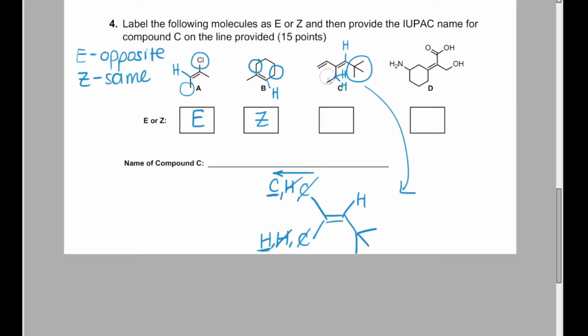So in this case, the higher priority group would be this top part with the double bond. So because the double bond in question is this one, and these two high priority groups are diagonal from each other, in opposite sides, this would be an E configuration.